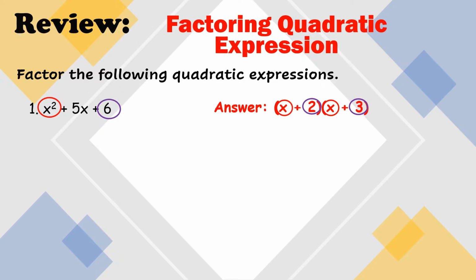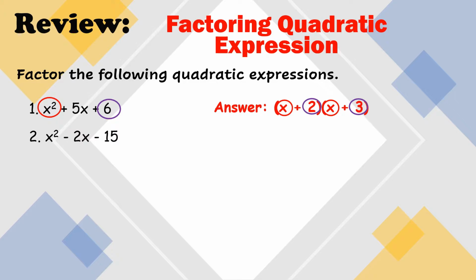Although we have here sets of factors for 6 as 1 times 6 and 2 times 2, we're going to choose the factors of 6 that when you add, you will have the middle term, which is 5. For this one, we will have 2 and 3. So let's have the next one.